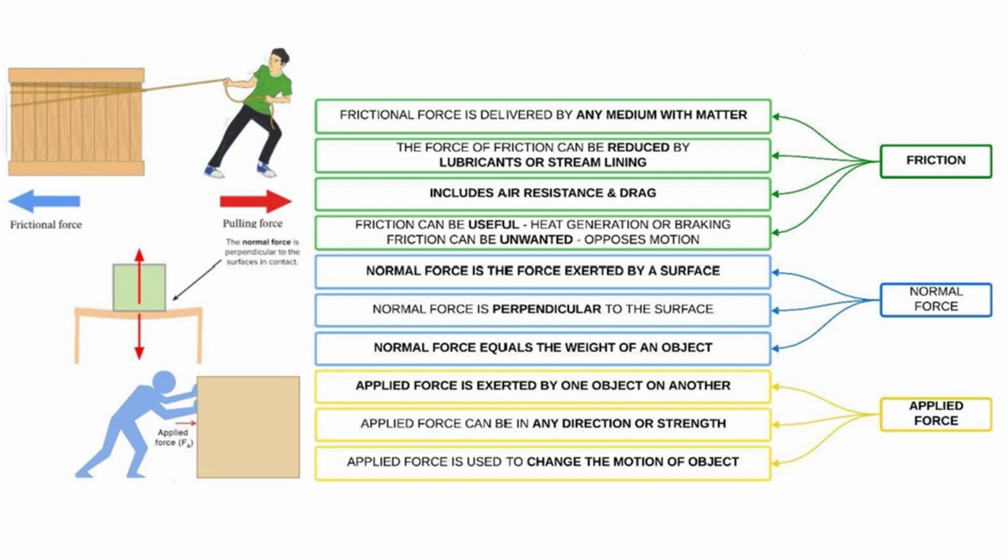Normal force is the force exerted by the surface. It is perpendicular to the surface. Perpendicular means at an angle of 90 degrees or straight up. Normal force equals the weight of an object. Applied force is the force exerted by one object on another. The applied force can be in any direction and in any strength. The applied force is used to change the direction of motion of the object.